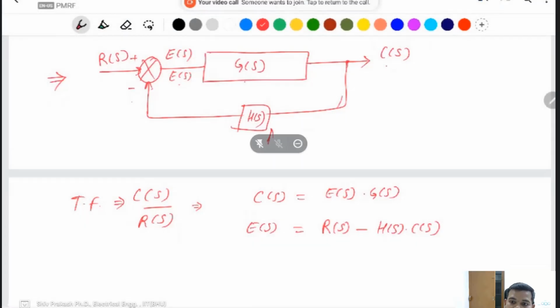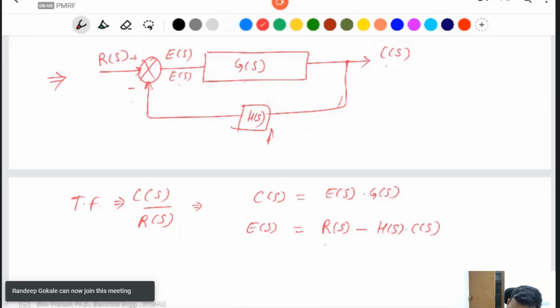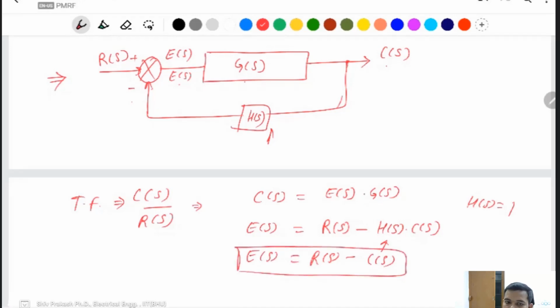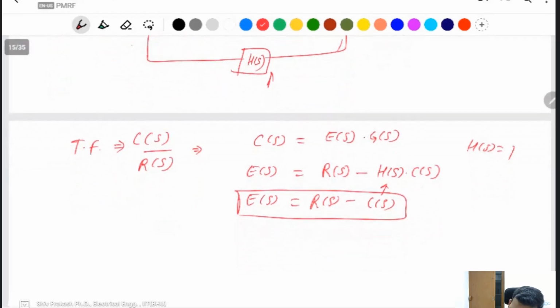If feedback gain is unity, it means H(S) is 1. And at that time R(S) input minus output is the error. Error is the same like that. But if feedback gain is something else, that's why they multiply by H(S), the feedback gain. Then you can replace E(S) here.